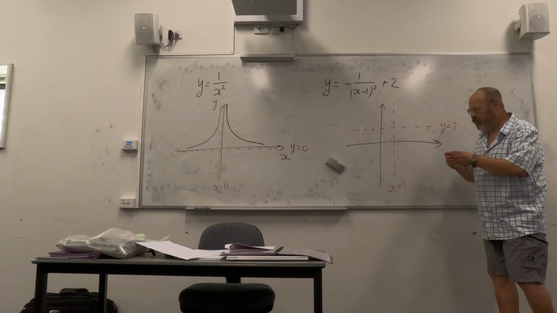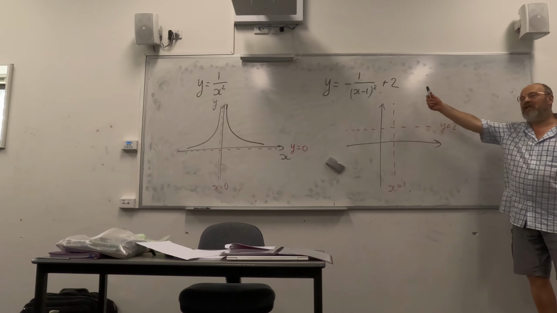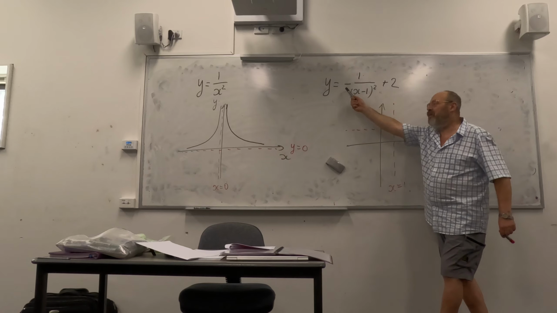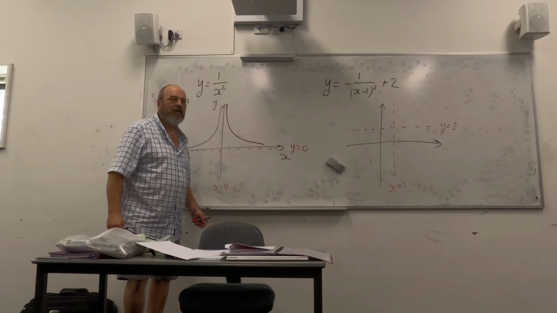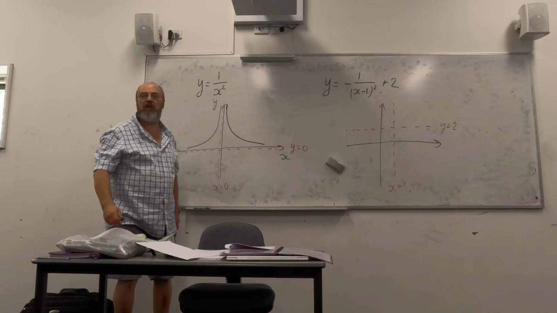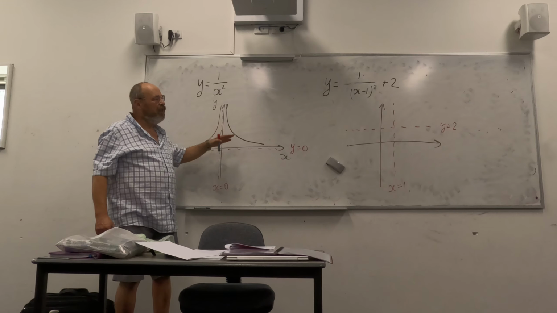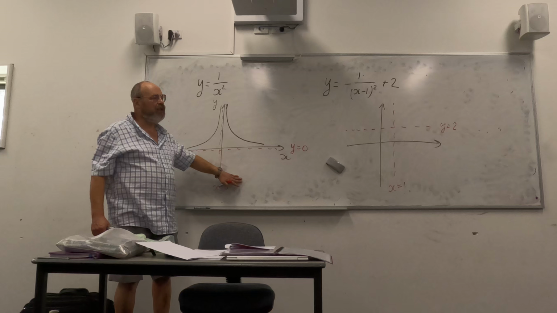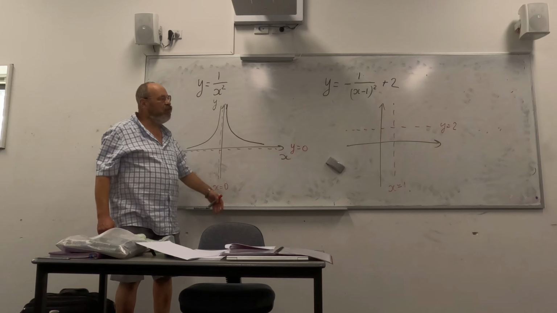Now, we have a negative here. What will it do to the graph? It flips it this way, because we change y to negative, so we reflect in the x-axis. So it's like a big graph, and then we move it up.